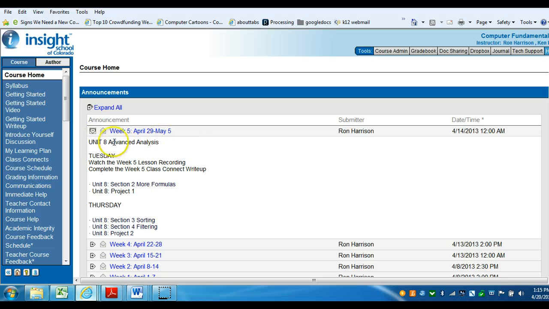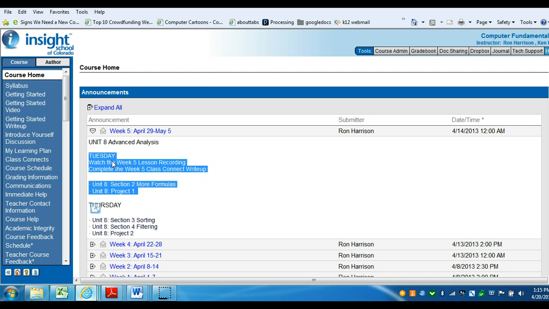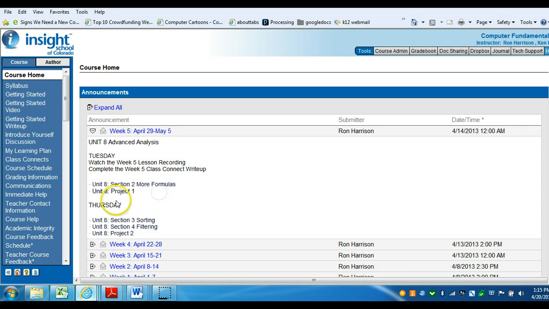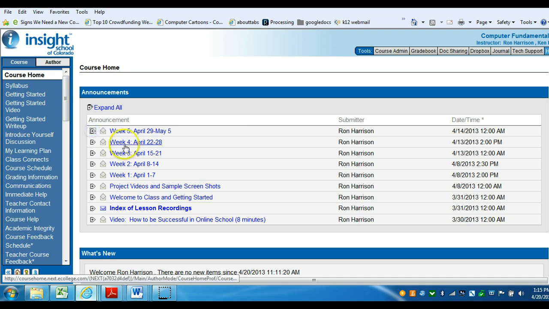And if I go to week 5, you can see that week 5 is the advanced analysis unit. And as usual, I split the work out. So on Tuesday, you'll go through section 2 and finish up project 1 work. Then on Thursday, you'll finish up project 2 work after you look at sorting and filtering. This is half of this advanced analysis unit. In week 6, we'll do the other half of the advanced analysis unit.